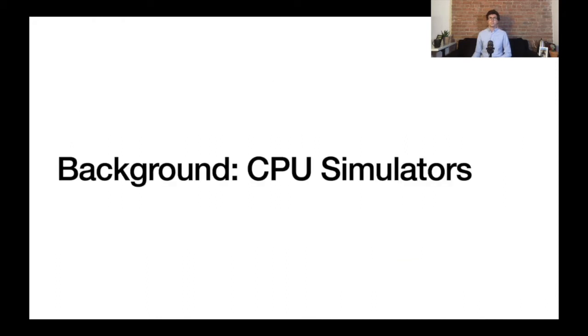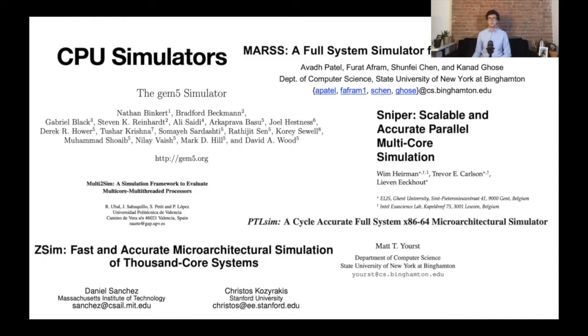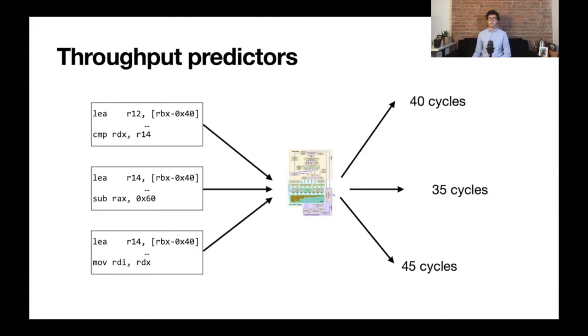So first, let me give some background on CPU simulators. There's a massive array of different simulators, modeling all different parts of the architectural stack on all different tasks. So to narrow our scope a little bit, in this work we're going to focus specifically on basic block throughput predictors, which are CPU simulators that predict the execution time of basic blocks, which are sequences of assembly instructions with no control flow. These basic block throughput predictors are commonly used for code optimization, such as within a compiler to choose which optimizations to apply based on what the compiler thinks will result in the fastest code.